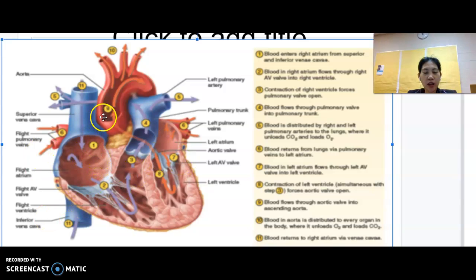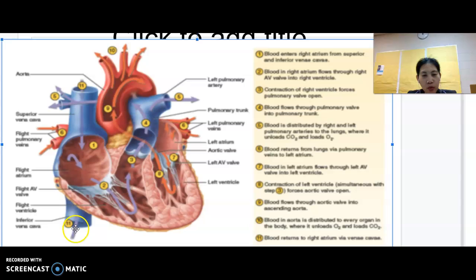Yesterday, we studied the parts, the structure of our heart. We labeled the parts, right? So as you can see here, there are numbers, so you can follow me through. Numbers here.